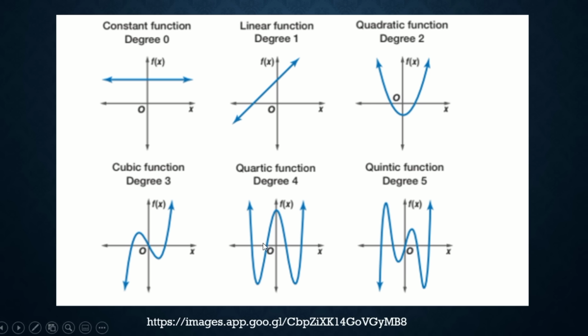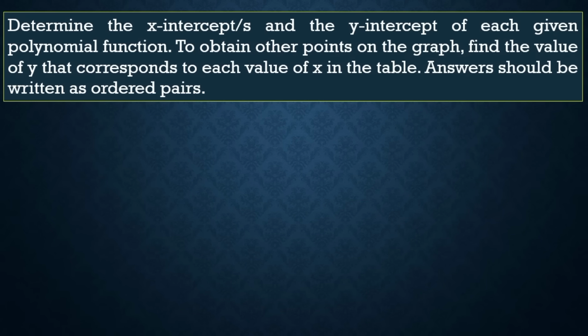Ganun din sa quartic function, so 4. And then sa quintic function, 5. Okay. So ito yung mga possible na ma-encounter natin kapag nag-graph tayo ng polynomial function. Pero isa-isahin natin ito kasi medyo marami tayong kailangan i-consider to graph polynomial function. So first is yung x and y intercept.